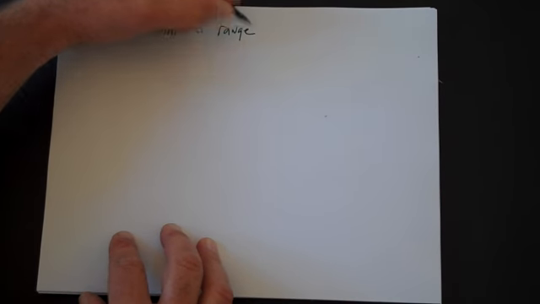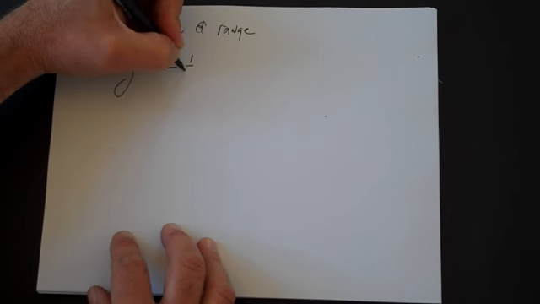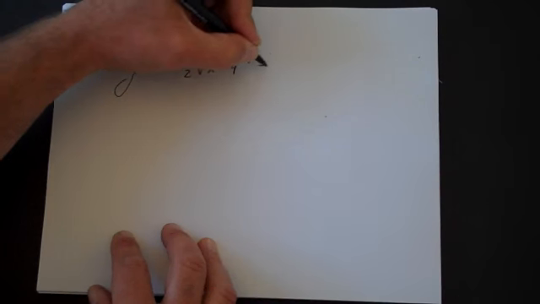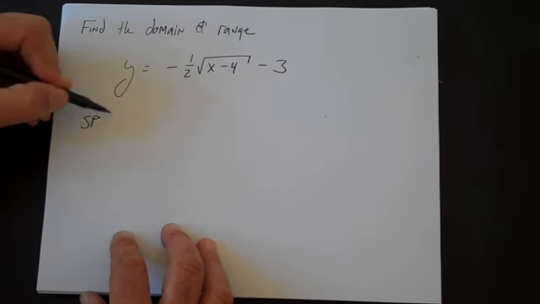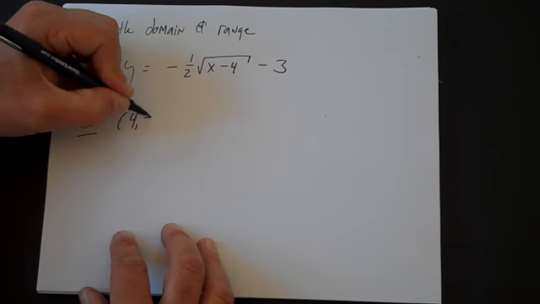Let's do another quick example. So find the domain and range, and let's do something a little more complicated. Let's do y is equal to minus 1/2 square root of x minus 4, minus 3. So the first thing I do is I find the starting point. The starting point here is going to be a positive 4 and a minus 3.